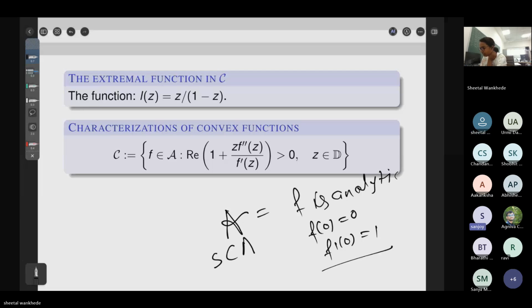Univalence is not assumed in the class A, right? No, no. Here we don't need to assume univalency already. When we prove it, it comes univalent.